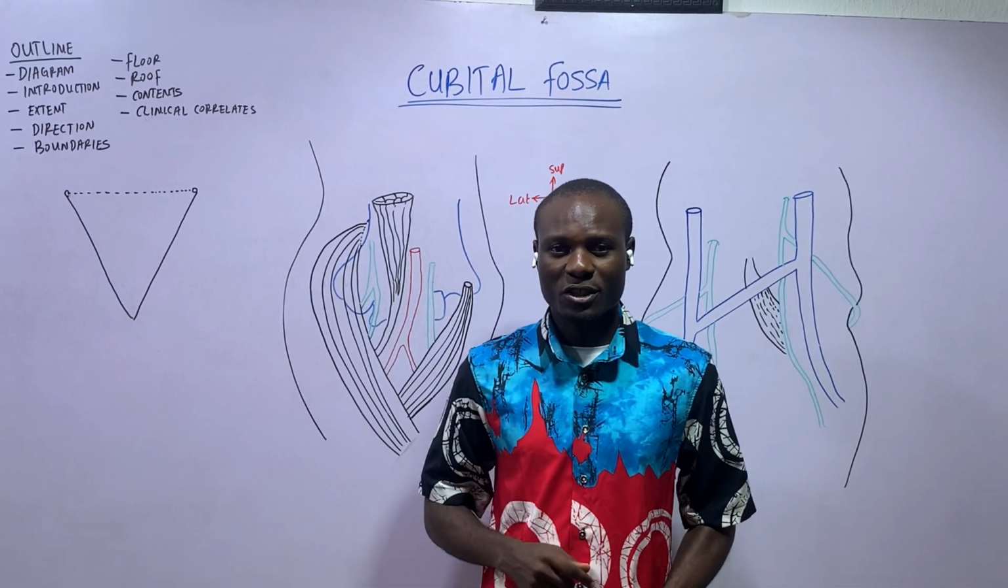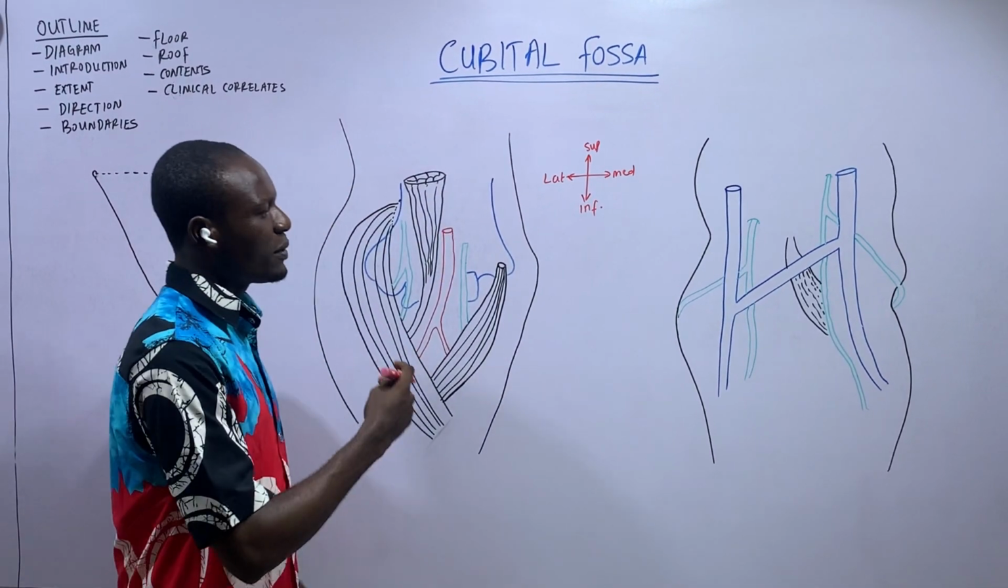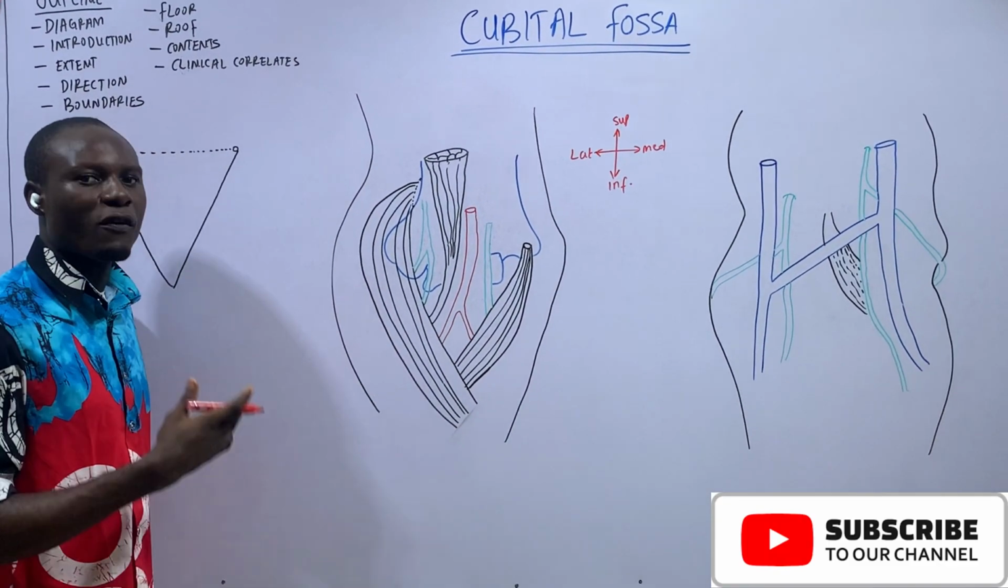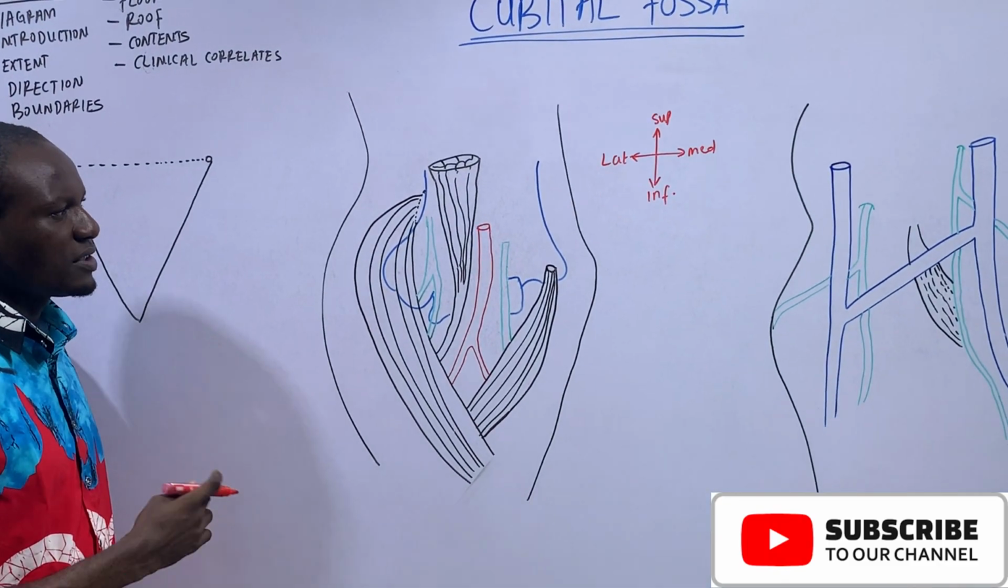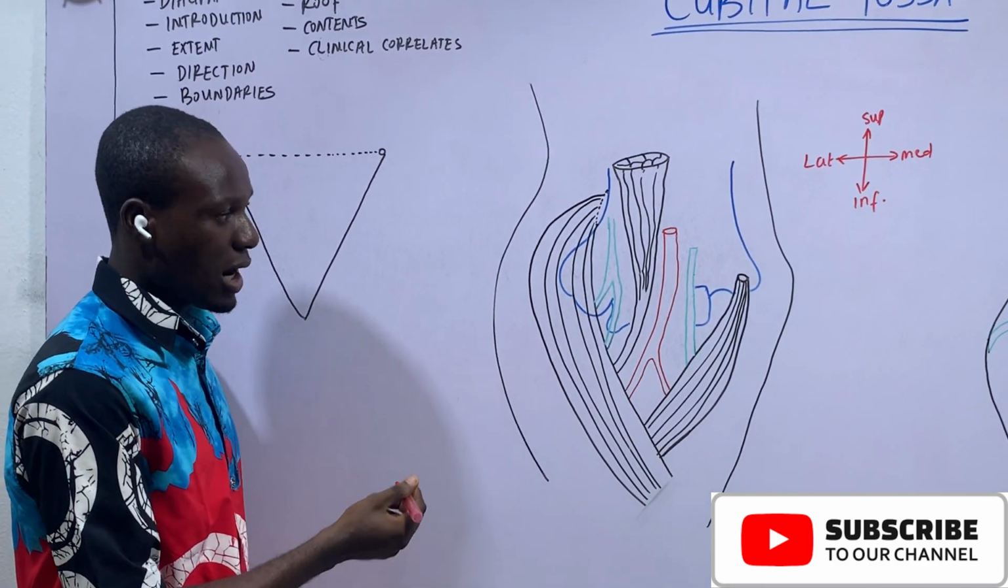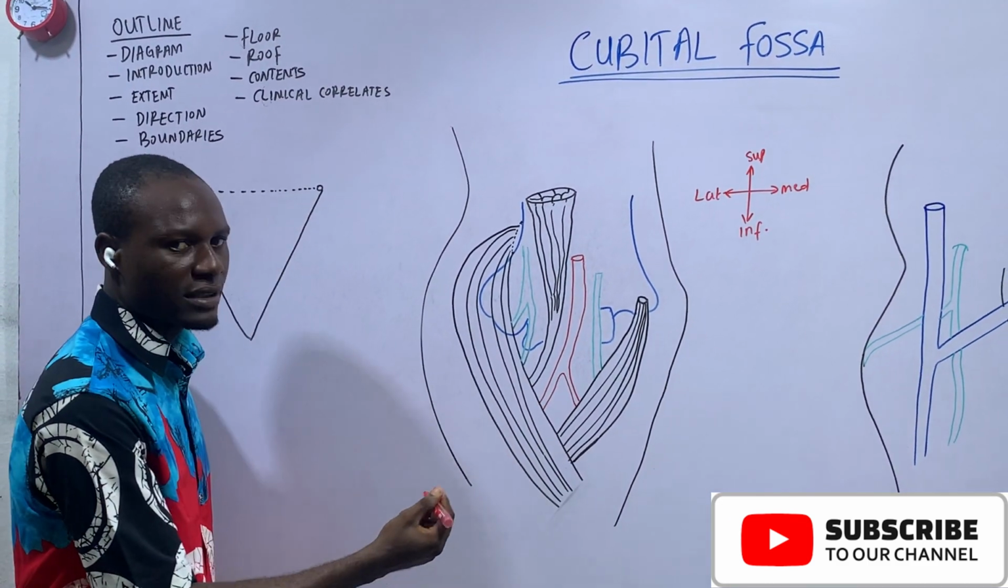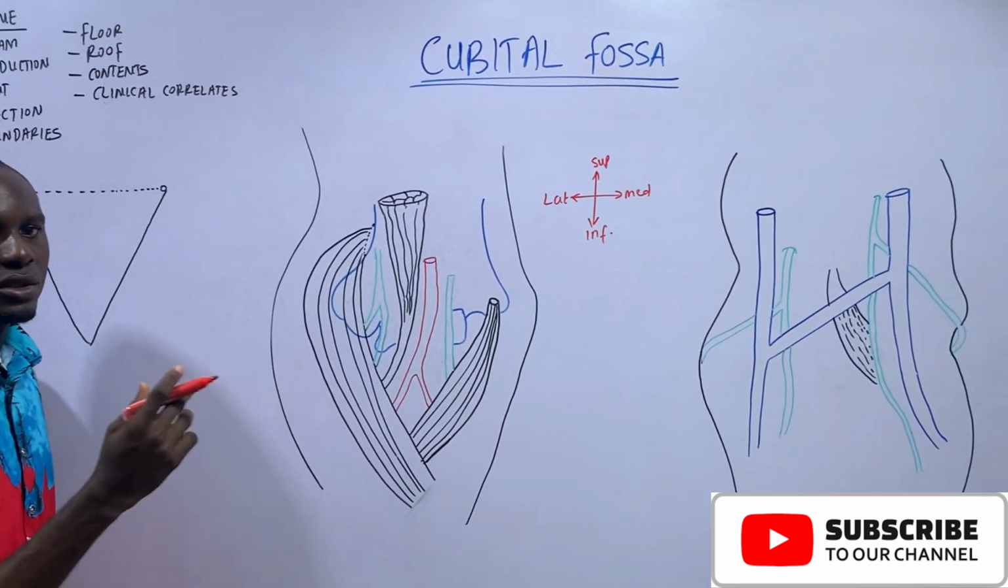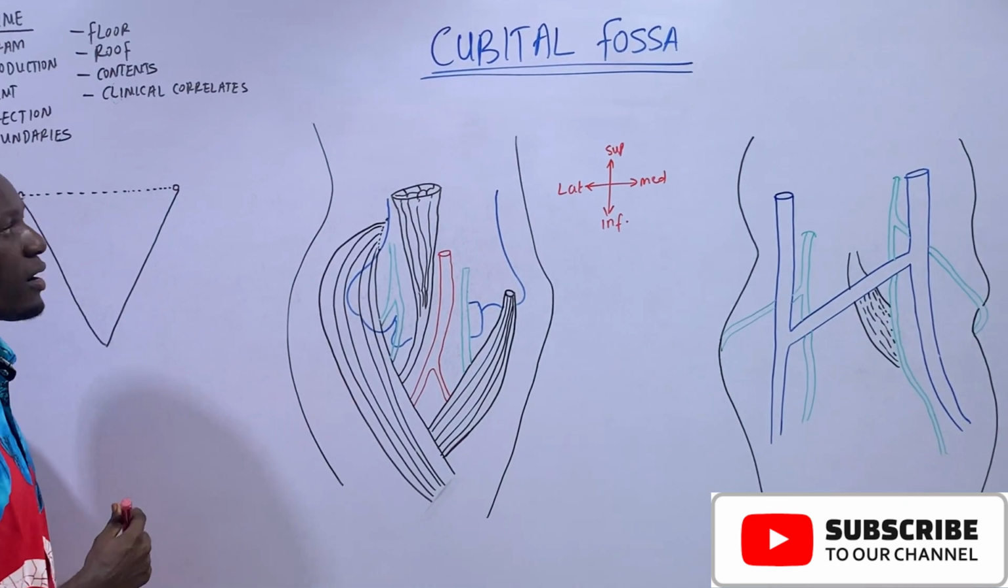Let's begin with definition of things. I've been able to illustrate some diagrams in order for us to understand the concept of this depression. This diagram is going to be telling us the boundaries, this diagram the contents, and this diagram describes what we see at the roof of the Cubital Fossa.